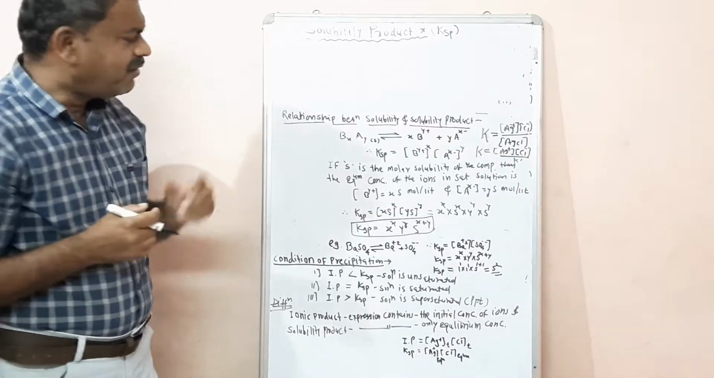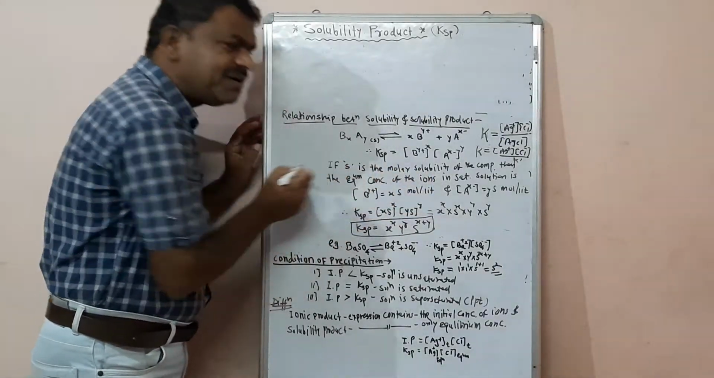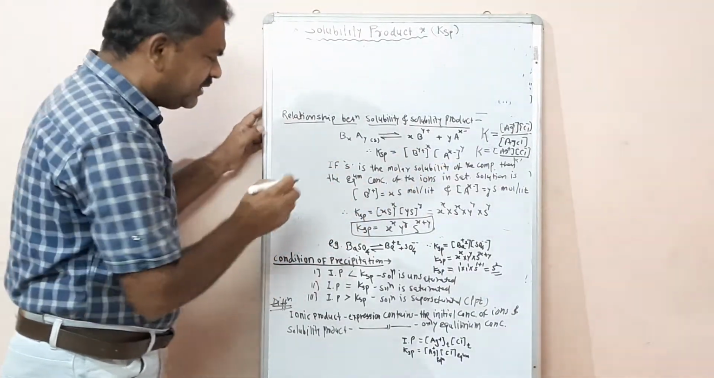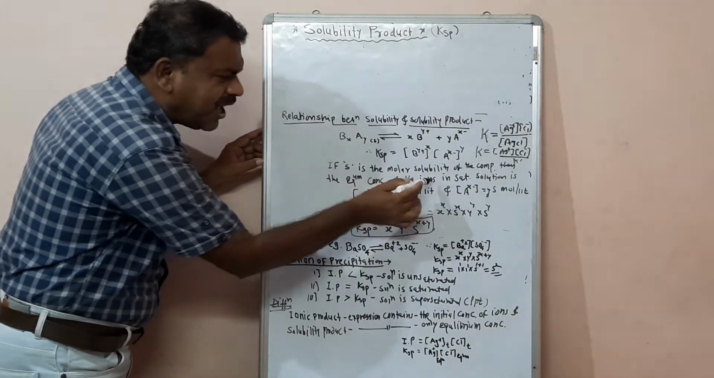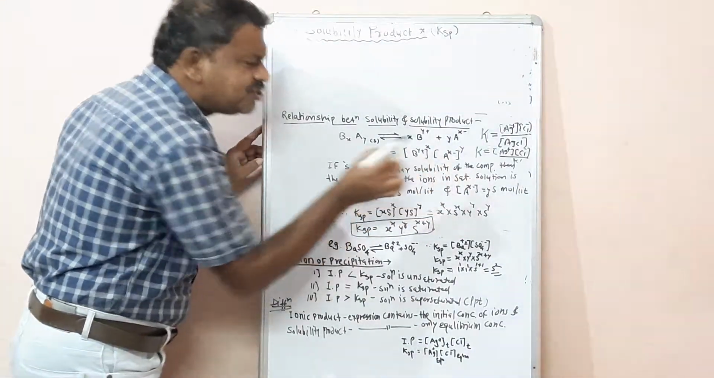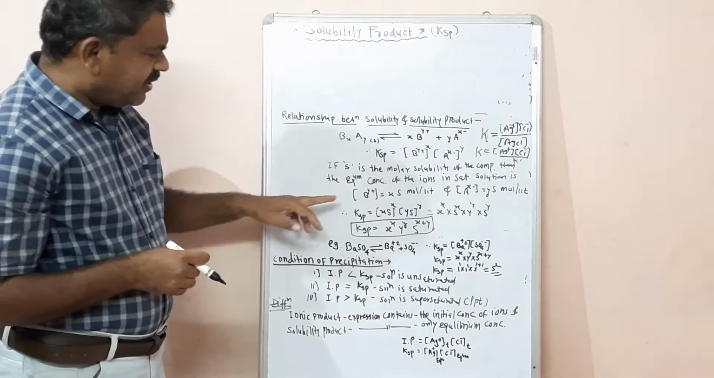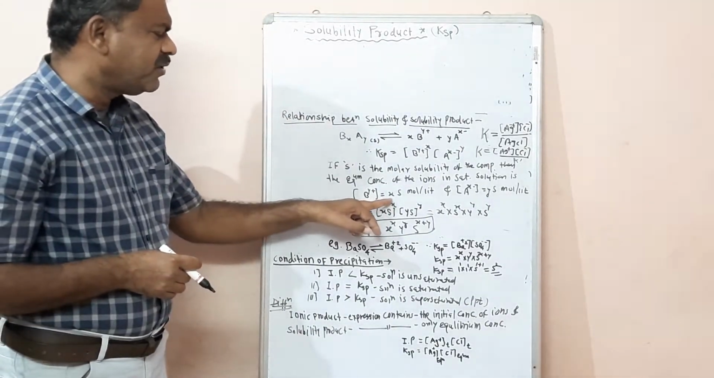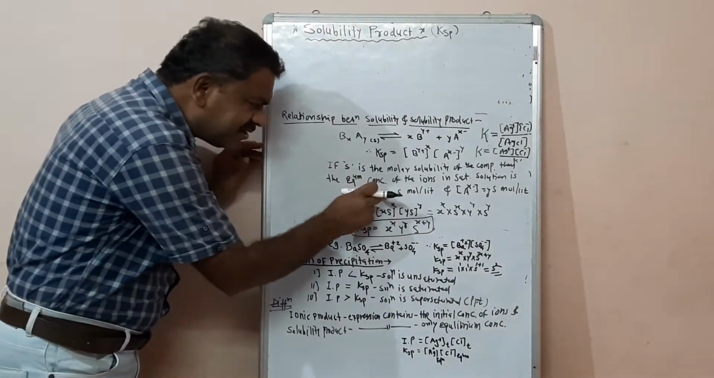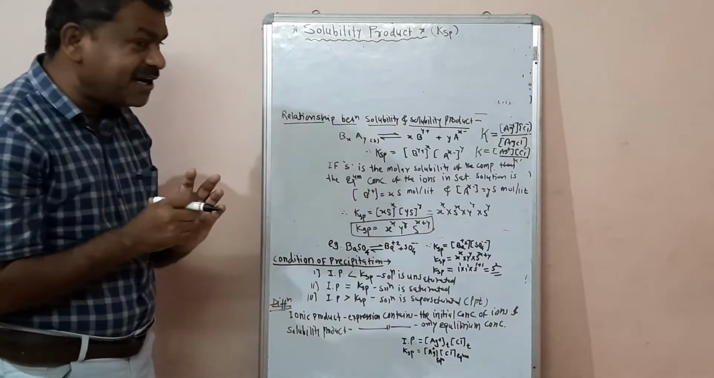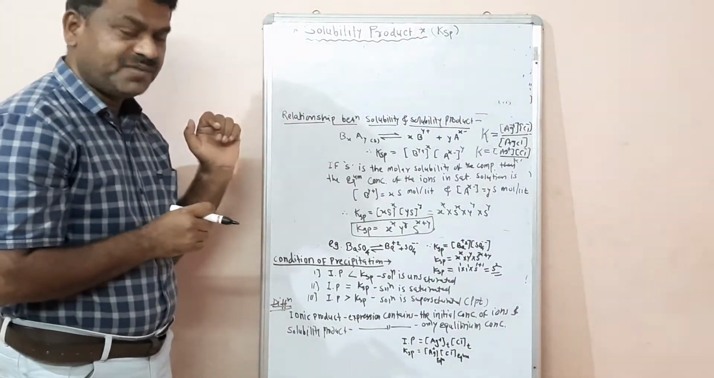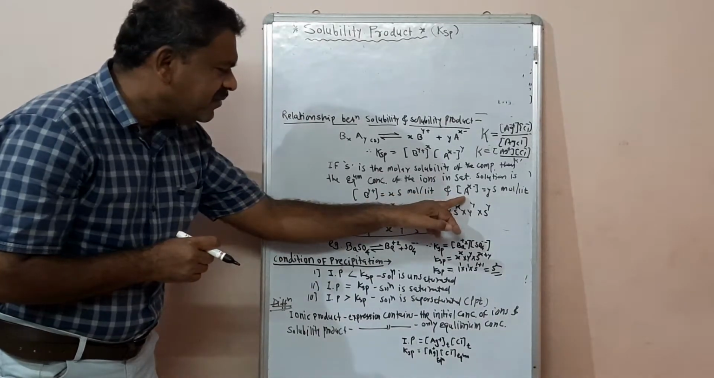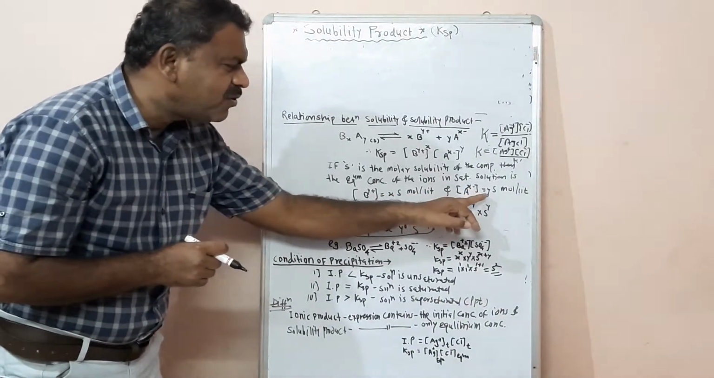Now let us see, if S is the molar solubility of the compound, then the equilibrium constant of the ions in saturated solution is as follows. Here, at equilibrium, B^y+ is equal to xS, where x is the coefficient of that solubility, in moles per liter. Then A^x- is equal to yS, also in moles per liter.